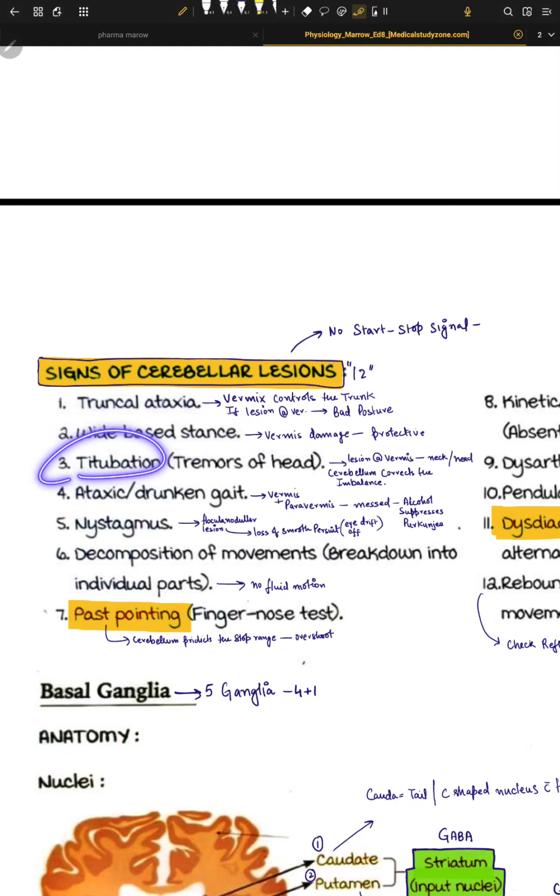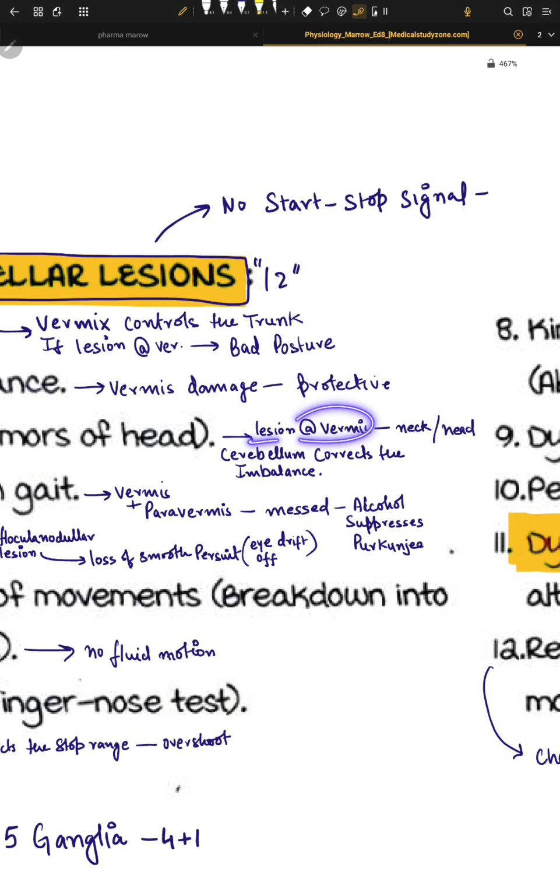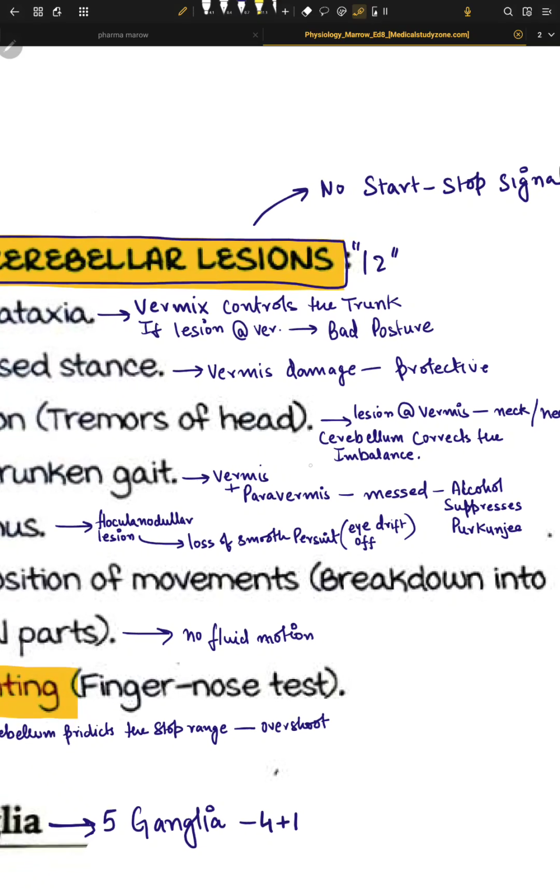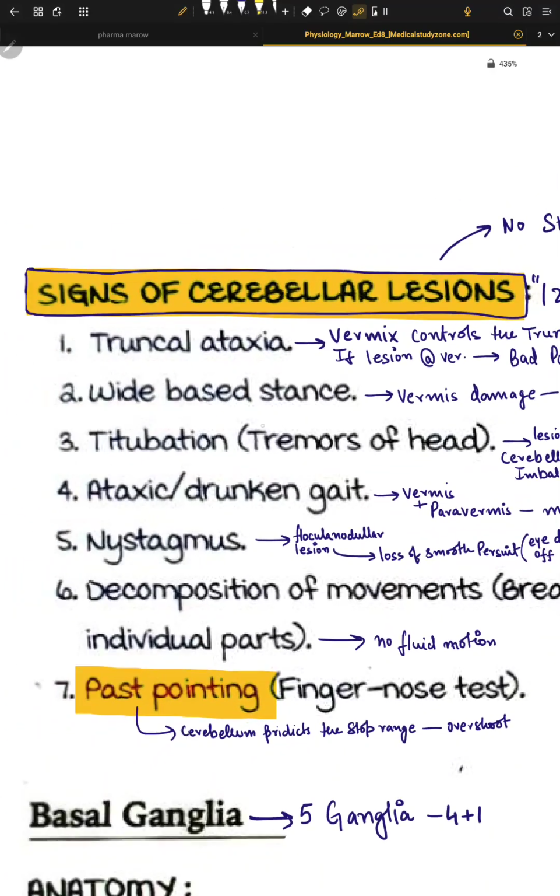What about titubation? Well, titubation is tremor of the head. Well, if there is lesion at the vermis, neck head balance will be messed up. The cerebellum corrects this balance all the time. Okay, it's like calculating in real time. Okay, it calculates every minute detail.